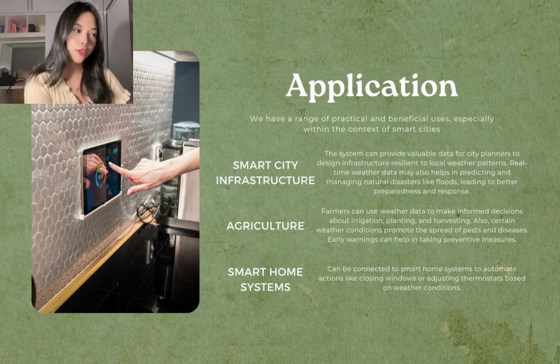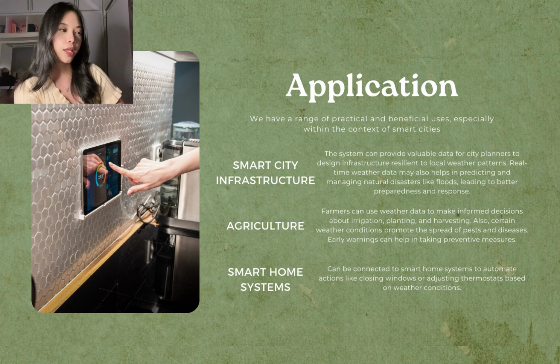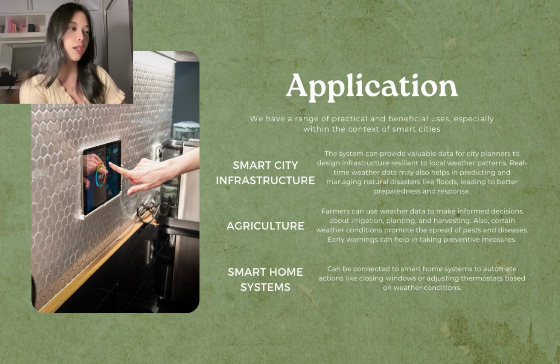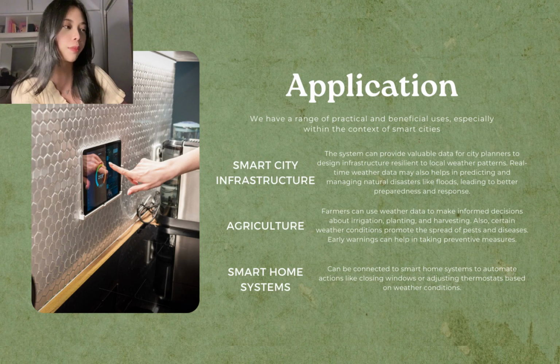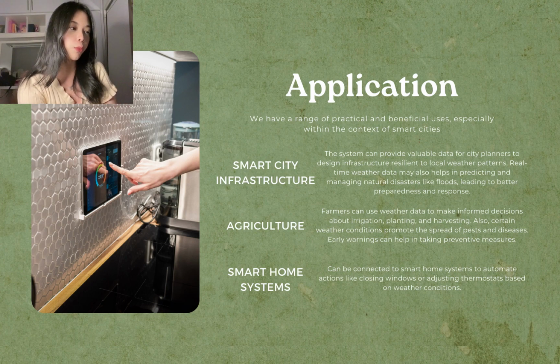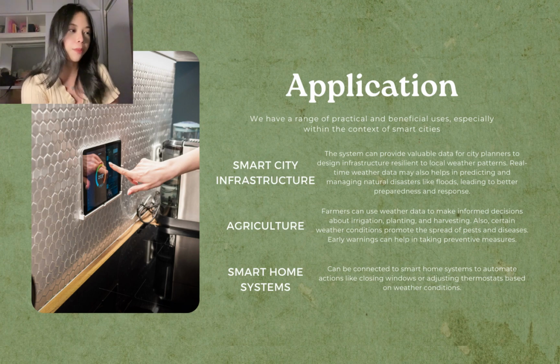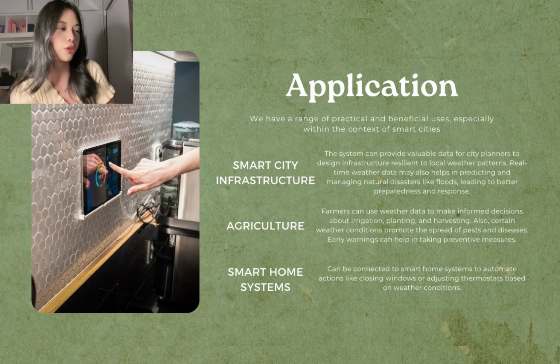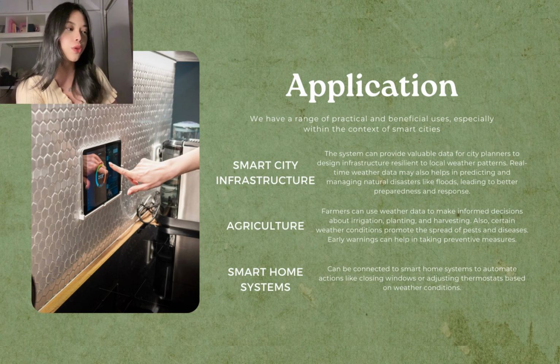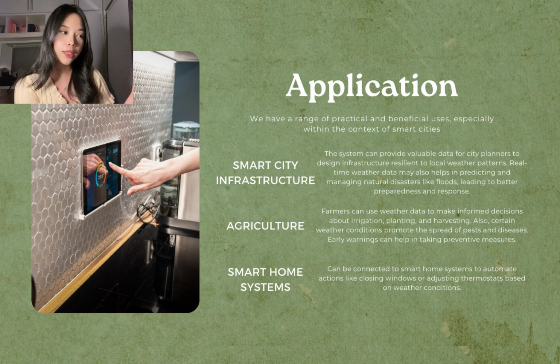Next, we have agriculture. Farmers can use weather data to make informed decisions about irrigation, planting, and harvesting. Also, certain weather conditions promote the spread of pests and diseases. Early warnings can help in taking preventive measures. Lastly, we have smart home systems, where our project can be connected to smart home systems to automate actions like closing windows or adjusting thermostats based on weather condition.